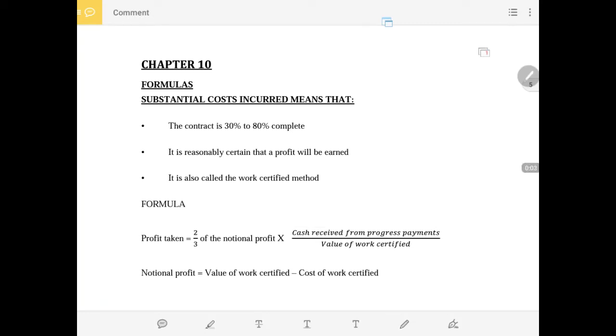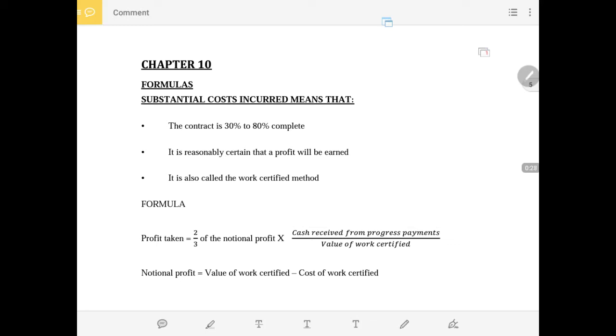Good ladies, students. This is the continuation of chapter 10. I'm just focusing on the other aspect of this chapter, which will be exercise or question 10.6, passing 10.8 to 10.9.